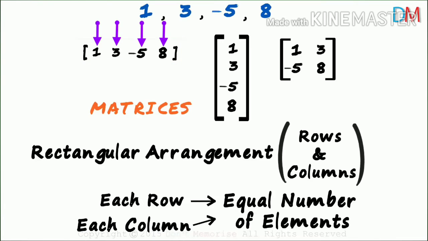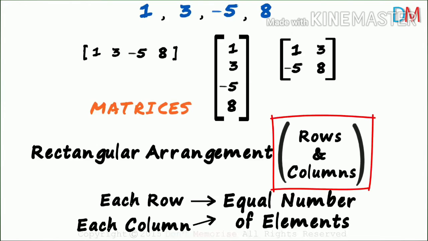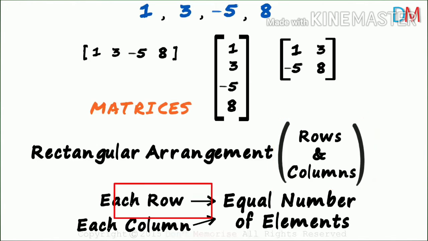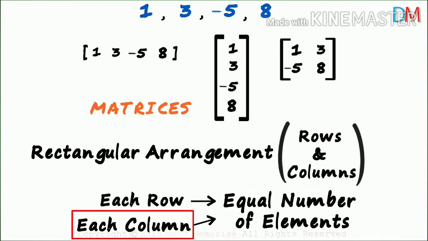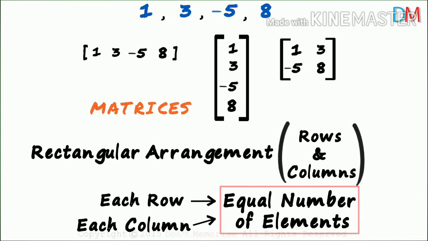And each column also needs to have equal number of elements. In the first matrix, each column has 1 element. The second matrix has just 1 column, so it doesn't matter. And in the third one, each column has 2 elements. So a matrix is a rectangular arrangement of rows and columns in which each row has equal number of elements and each column as well has equal number of elements.